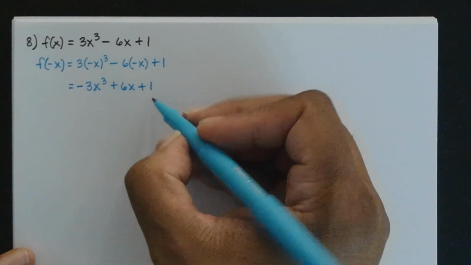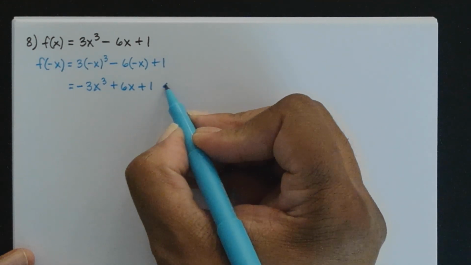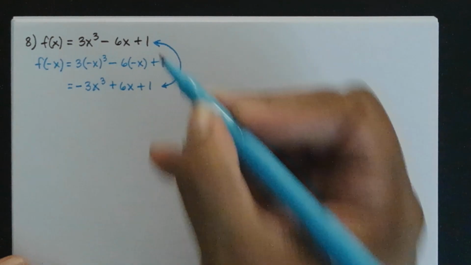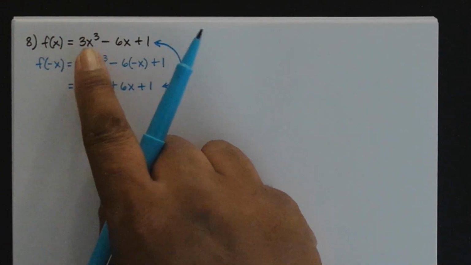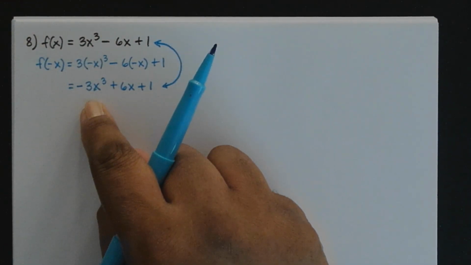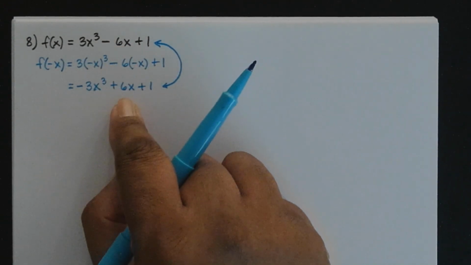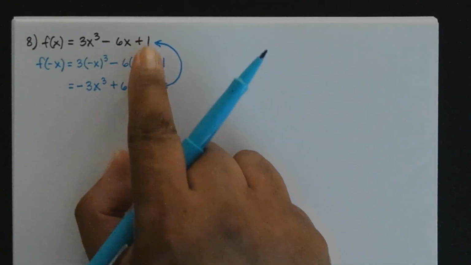Now here, you're going to compare what f of negative x is to what f of x is. Now, for it to be even, you must get the original function that you started off with. For the function to be odd, every single term in the function has to change to the opposite sign. Otherwise, it's neither. In this case, if you look carefully, only the first term changed to the opposite sign, only the second term changed to the opposite sign, but that plus 1 remained the same.